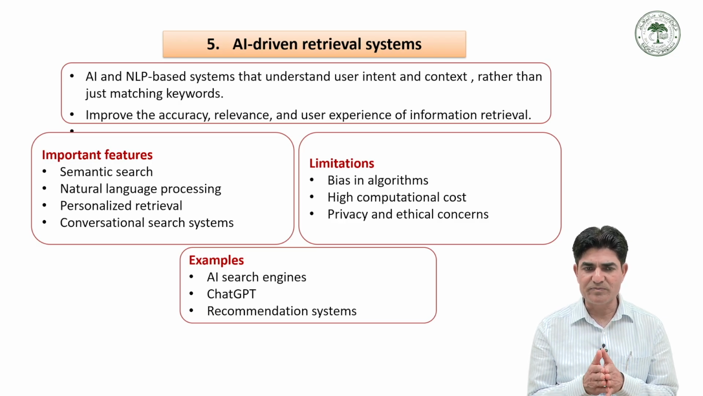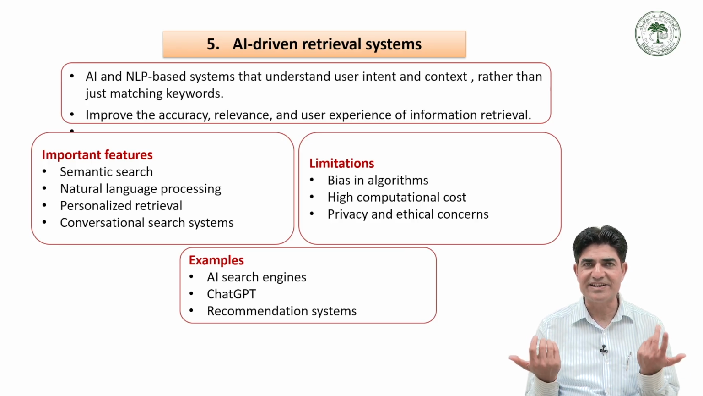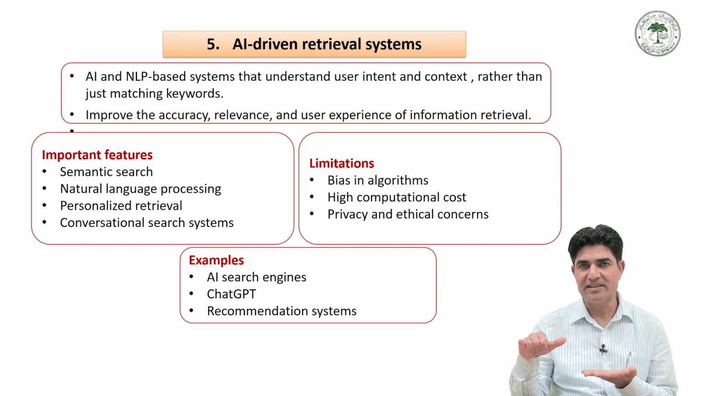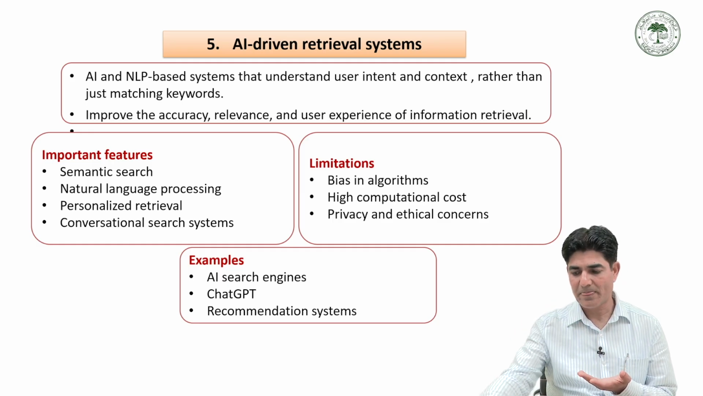Examples of such systems include artificial intelligence search engines. Most of the search engines today use artificial intelligence capability. ChatGPT is one example of such a retrieval system, where you can put any query and find the information from that system. And there are recommendation systems that recommend results on the basis of your information, which may be useful to the users.